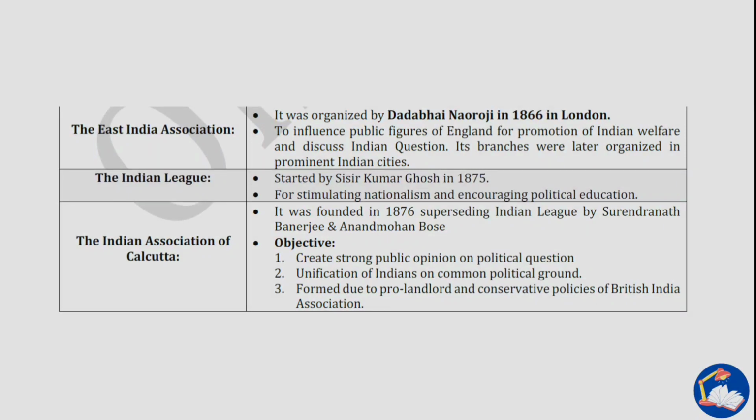Then East India Association was organized by Dadabhai Naoroji in 1866 in London to influence the public figures of London for the promotion of Indian welfare and discuss the Indian question. Its branches were later organized in prominent Indian cities. Then the Indian League started by Sisir Kumar Ghosh in 1875 for stimulating nationalism and encouraging political education.